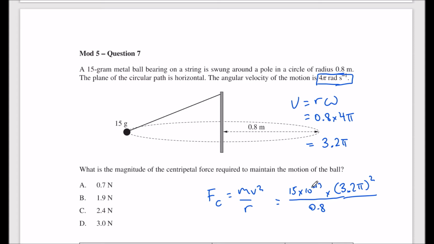Whoops, I should also note that that should be a -3, not -13. Don't know where I got that number from. So we have a magnitude of around 1.89 newtons, which is B.